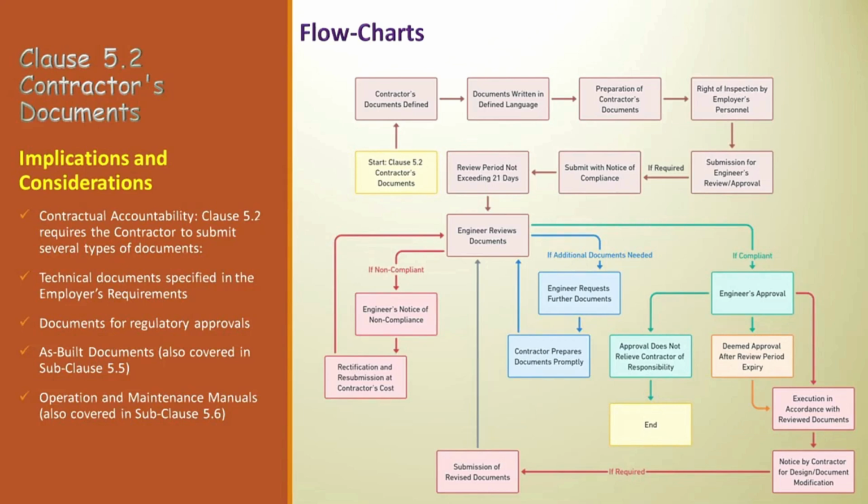Next is deemed approval after review period expiry. If the engineer doesn't respond within the 21-day review period, the document is considered approved. Next is engineer requests further documents. If the engineer decides that more documents are needed, they will ask the contractor to make them. Next is contractor prepares documents promptly. The contractor must quickly prepare any additional documents the engineer asks for.